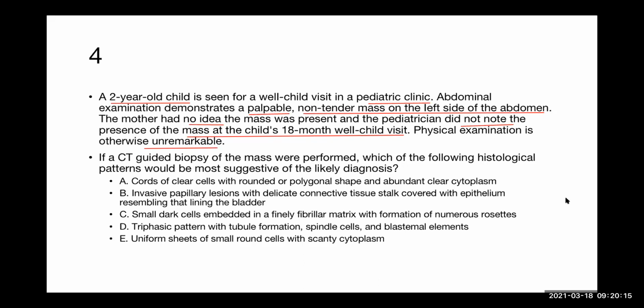Let's think broadly. Tumor is one of the most common masses, but not always. It can be a cyst. It can be a malformation. Maybe it is hydronephrosis. So these are the different masses. This is the way you think.